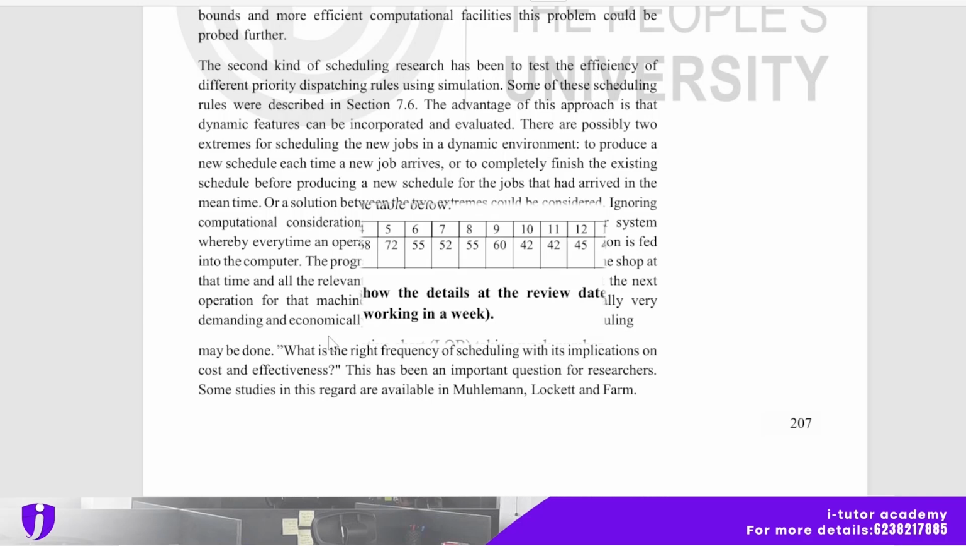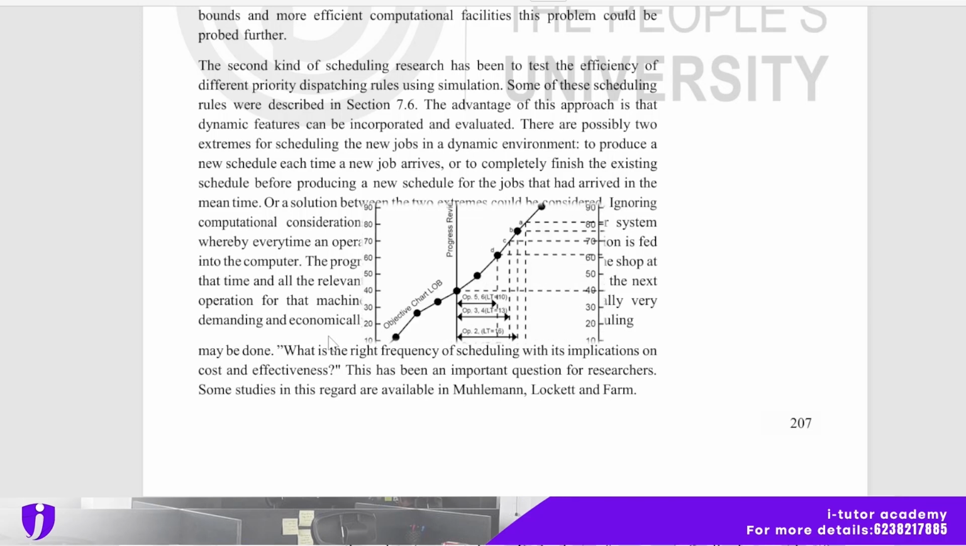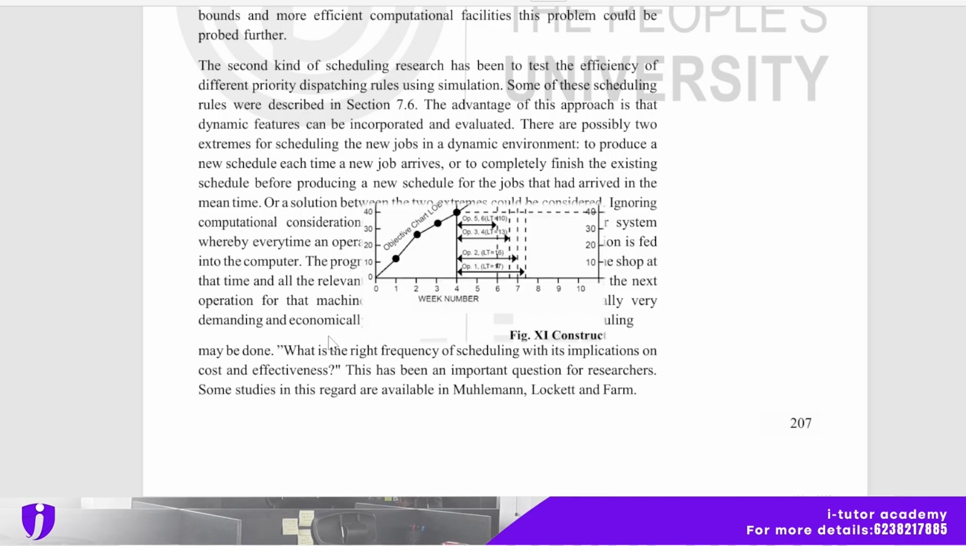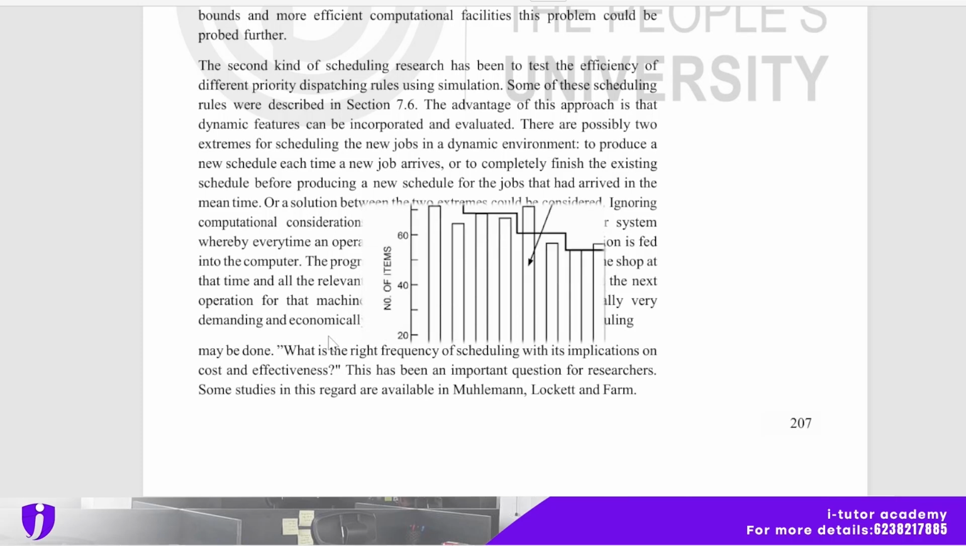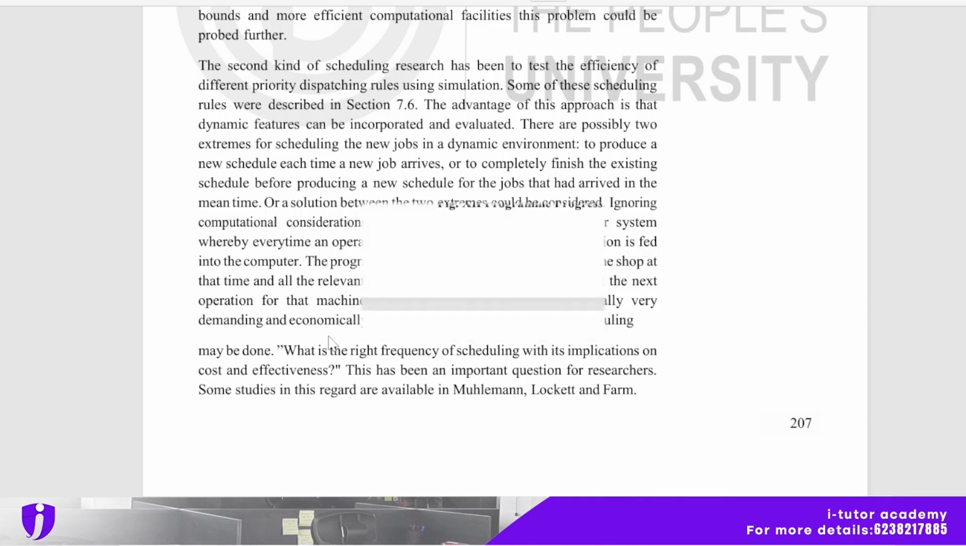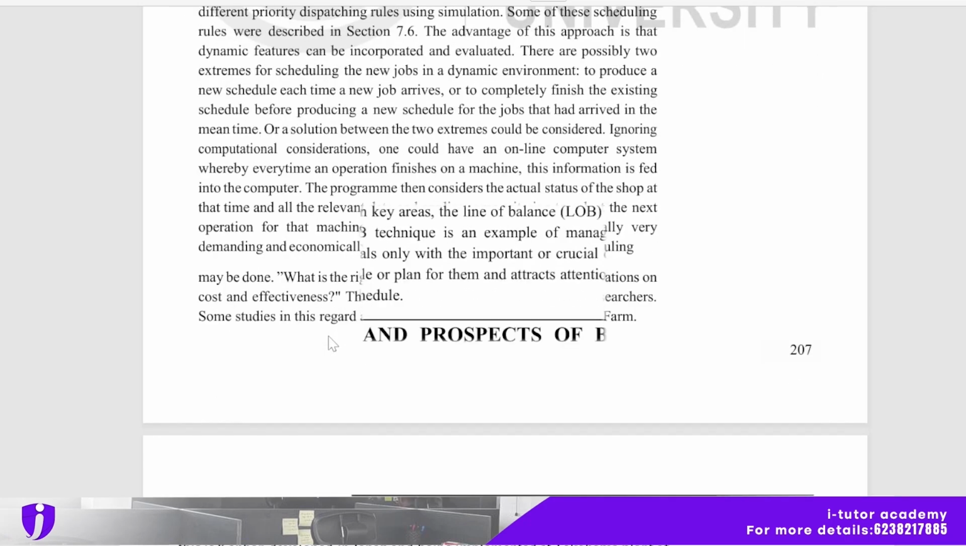Ignoring computational considerations, one could have an online computer system whereby every time an operation finishes on a machine, this information is fed into the computer. The program then considers the actual status of the shop at that time and all the relevant data, and applies some criterion to select the next operation for that machine. This approach may be computationally very demanding and economically not feasible, hence less frequent rescheduling may be done.